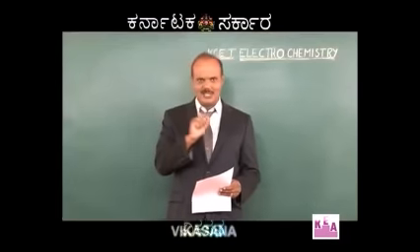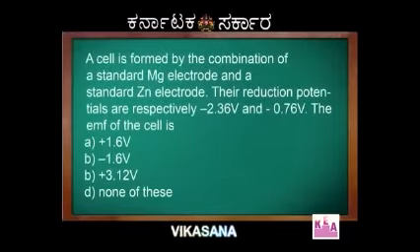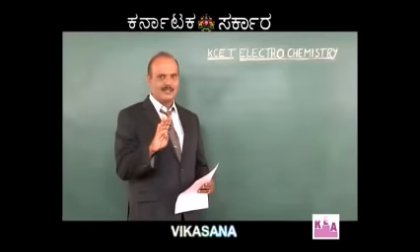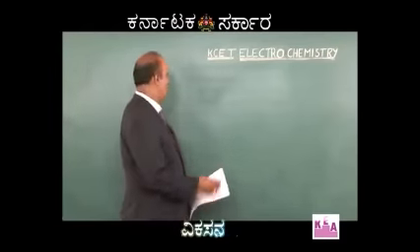Next, one small problem based on the Daniel cell or galvanic cell. A cell is formed by the combination of a magnesium electrode and a zinc electrode. Their reduction potentials are respectively minus 2.36 volts and minus 0.76 volts. The EMF of the cell is. Here the options given: A, plus 1.6 volts, B, minus 1.6 volts, C, plus 3.12 volts, option D, none.